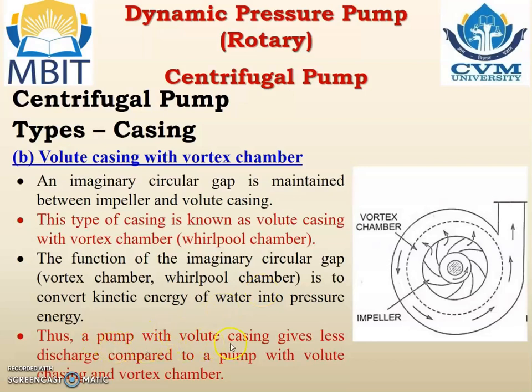Thus, a pump with the volute casing gives less discharge compared to the pump with the volute casing with the vortex chamber. So this volute casing with vortex chamber gives more discharge compared to the previous one.